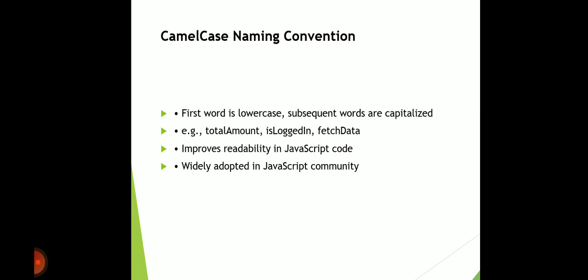Camel case naming convention rules. The first word is lowercase. Each next word starts with an uppercase letter. No spaces, hyphens, or underscores are allowed. Used mainly for variables, functions, and object properties.